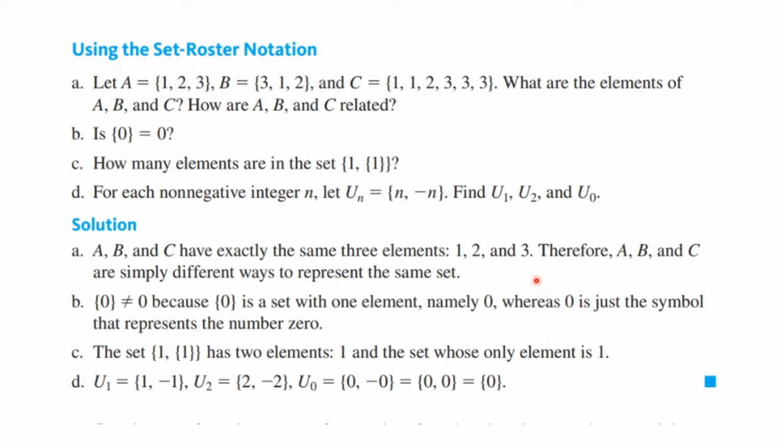So A, B, and C have exactly the same 3 elements, so they're the same set. These 2 sets are not equal because this is a set with 1 element, whereas this is just a symbol, not a set. This set has 2 elements, 1, and the set whose only element is 1. And these are the answers for D.